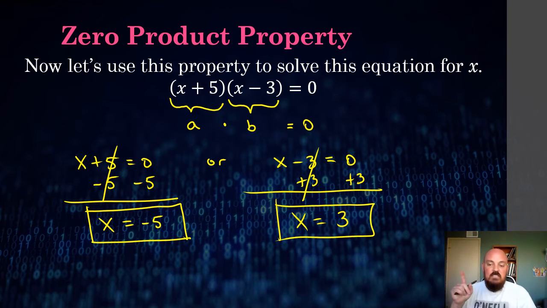because if x is negative 5, the first factor is negative 5 plus 5. That's 0. And then we don't even care what the second one is because 0 times anything is 0. Same with the second answer. If x equals 3, the second factor is 3 minus 3, which is 0. Then we don't care what the first factor is because any number times 0 still equals 0. So as long as one of the two factors ends up equaling 0, then the whole equation equals 0. That's how you use the zero product property to solve equations for x.